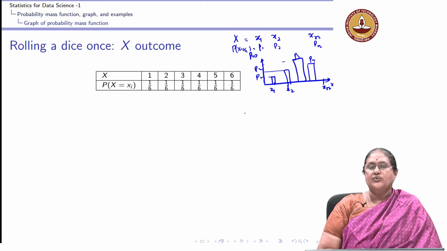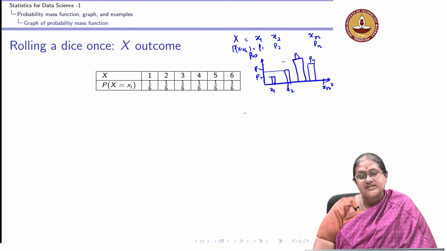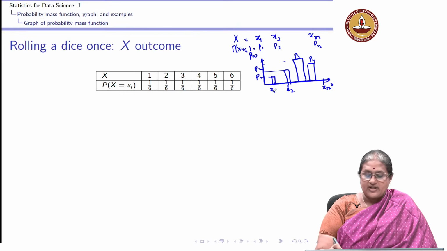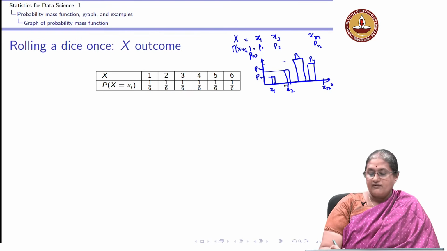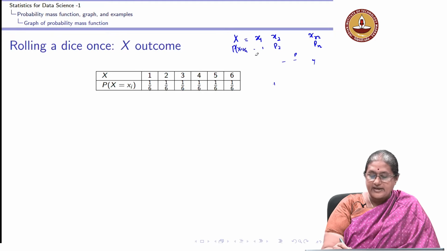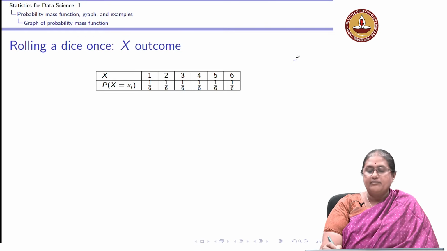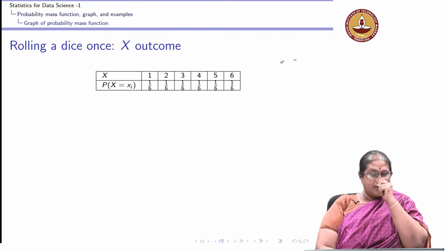This is referred to as a graph of a probability mass function. So, that is what we have seen so far. Now, let us go back to the examples that we have considered and look at how the PMF can be illustrated using a graph.